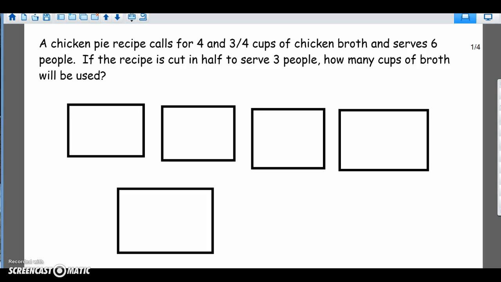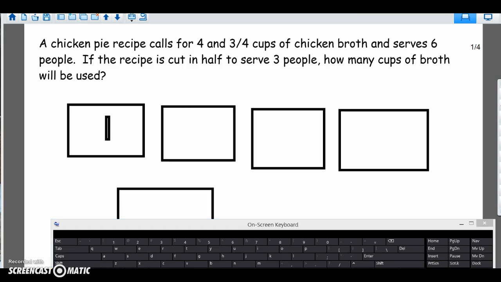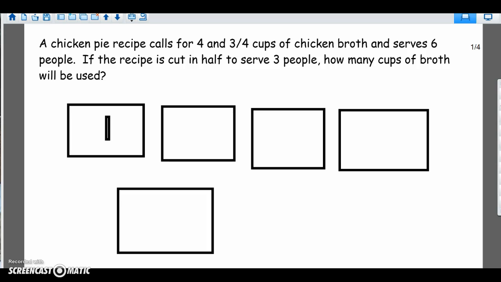So you will see my 4 wholes: 1, 2, 3, and 4.